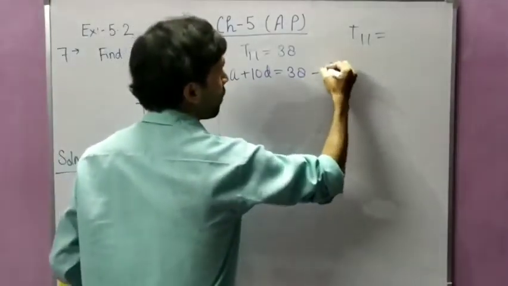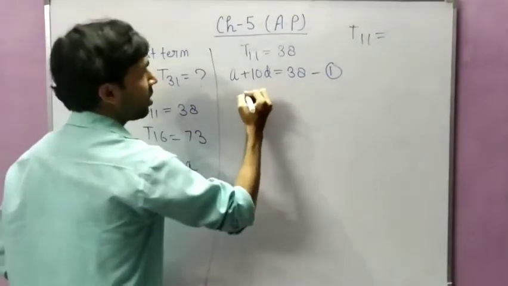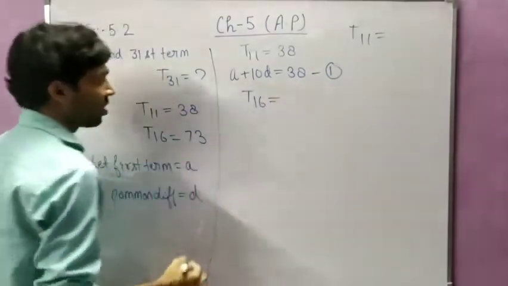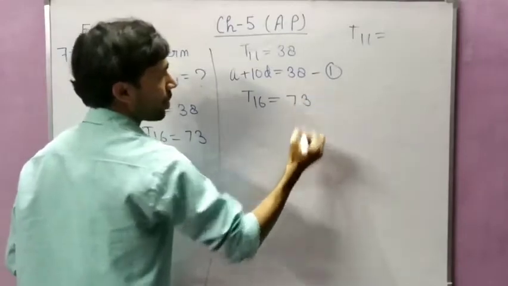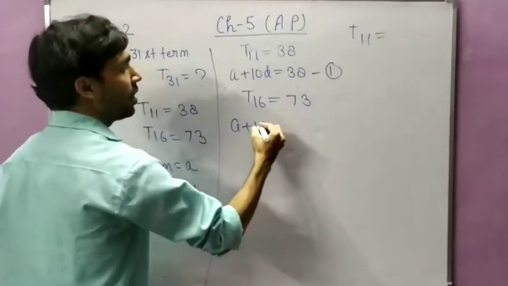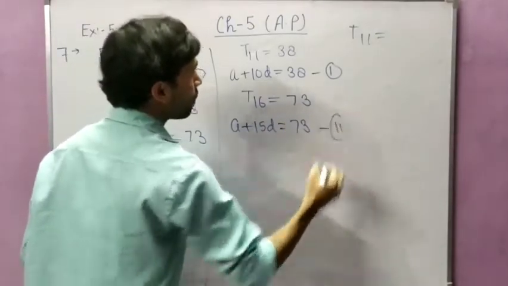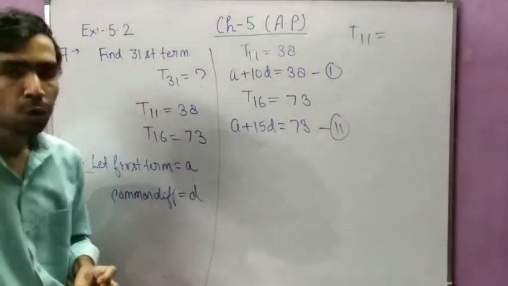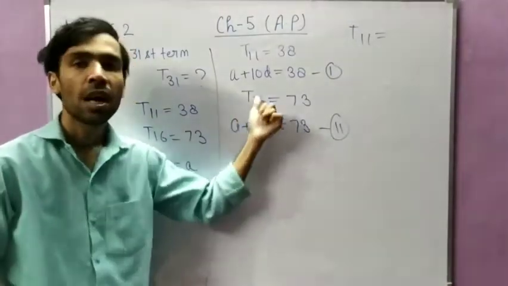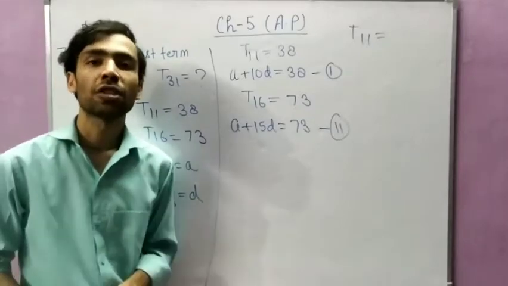This is equation number 1. Now similarly the 16th term is given. The 16th term is 73, and the 16th term can be written as A plus 15D, which is equal to 73. This is equation number 2. Now you have two equations, and these are linear equations in two variables, and you know how to solve linear equations in two variables.